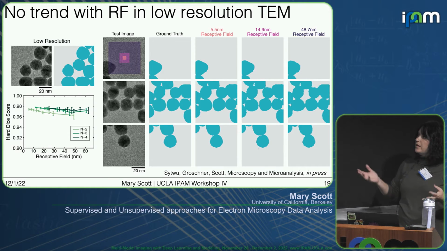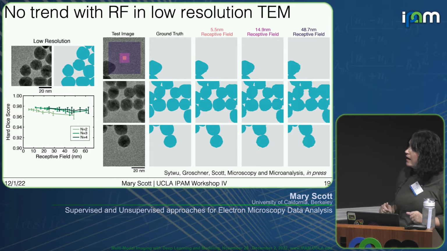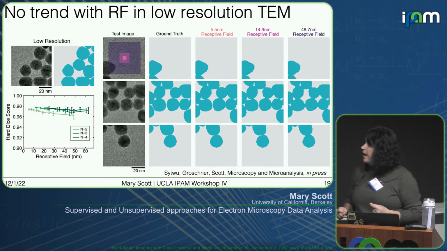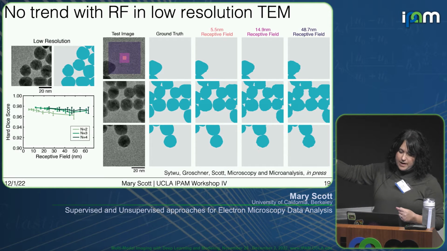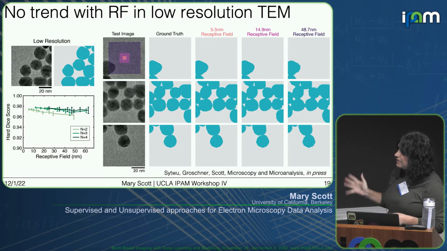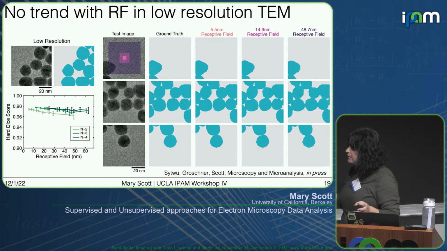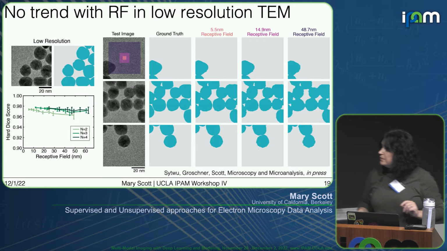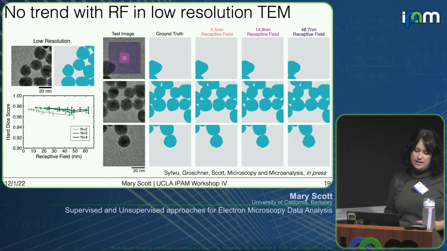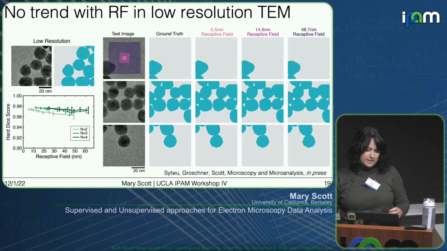By varying the receptive field, we can look at different contrast types and see what we get. If we apply this approach to low resolution transmission electron microscopy data, we see no trend. That's perhaps best summarized in the trend of hard DICE scores over there on the left. You can also see pretty easily qualitatively, looking at these representative images and comparing them to the ground truth, that even as we make the receptive field quite large, we do not see any alteration in the performance. There's a small trend with the number of tunable parameters, which is to be expected.